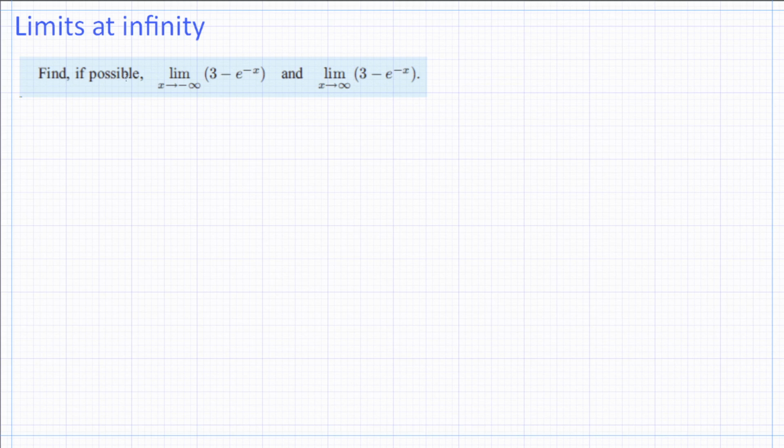And so, find, if possible, the limit of 3 minus e to the power of negative x when x goes towards negative infinity, and the limit of 3 minus e to the power of negative x when x goes towards positive infinity. Now, in this case, what we have to look for is convergence.